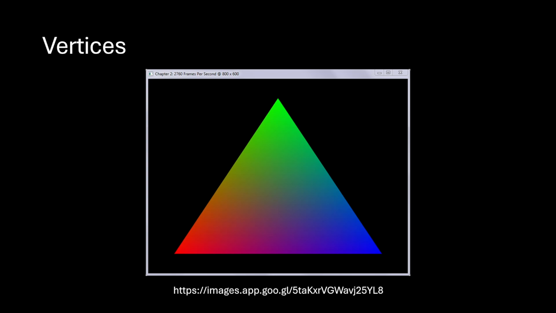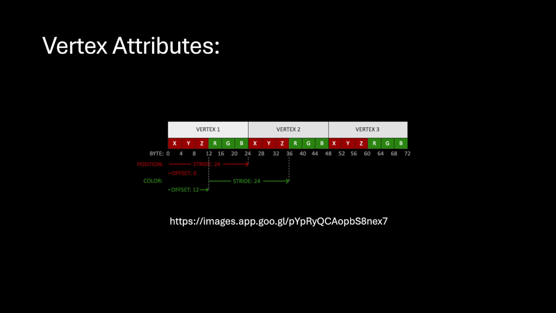Next one, vertices. So what is a vertex? A vertex is a point in 3D space defined by its coordinates x, y, z. Vertices are fundamental in defining the shapes of geometric primitives like triangles and lines. So here we have vertex attributes. Vertex attributes are additional data associated with vertices such as color, normal vectors, and texture coordinates. It is stored in vertex buffer objects and used for shading and lighting calculations.